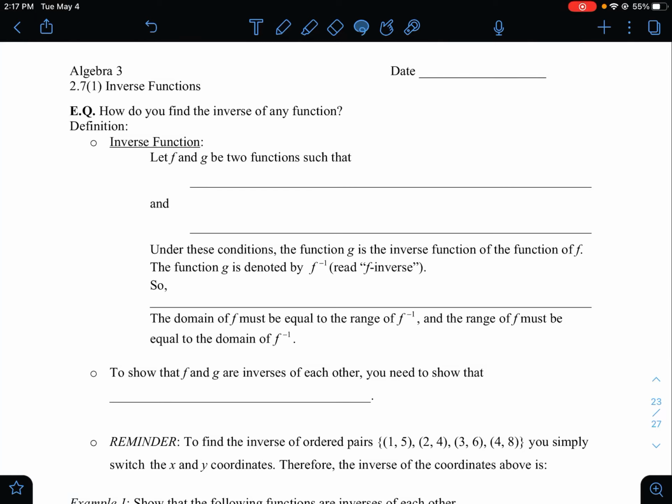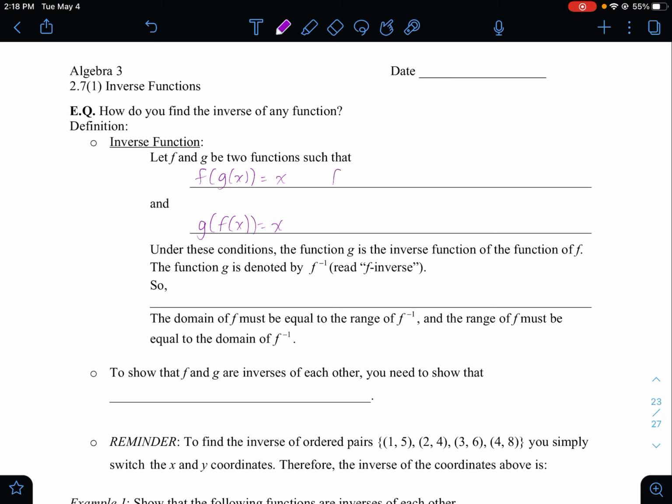Right, today's lesson is section 2.7, the first day where we are talking about inverse functions. So first we have our formal definition for inverse functions. And it says, let f and g be two functions such that f of g of x is equal to x and g of f of x is equal to x.